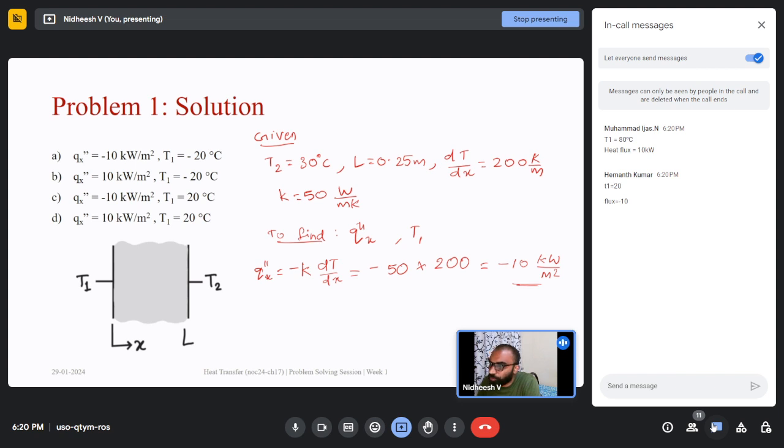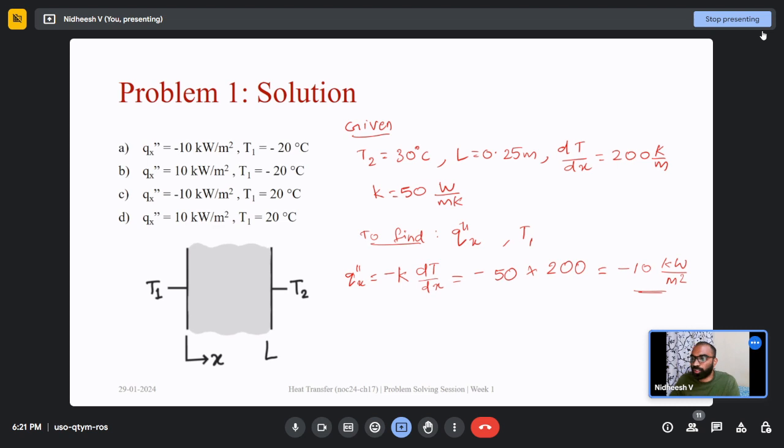Yeah, people are saying 10 kilowatt plus is equal to minus 10. Whenever you write these answers, be careful of the sign conventions and also of the units. Heat flux is per unit area, so it should be kilowatt per meter square. Someone simply wrote minus 10, and it should be minus 10 kilowatt per meter square. I think most of you have got the answer. Is there anyone who hasn't got this answer?